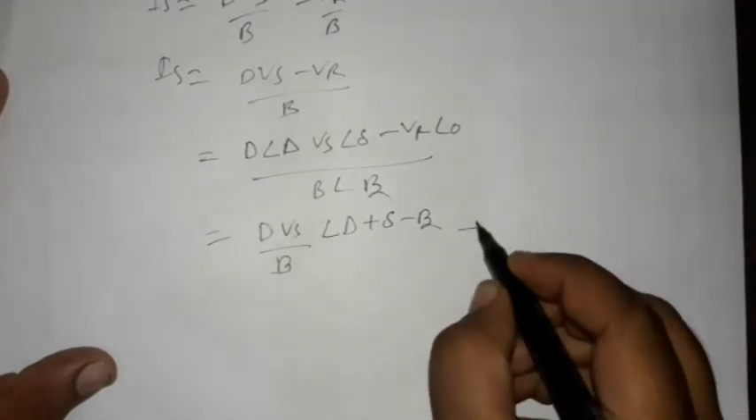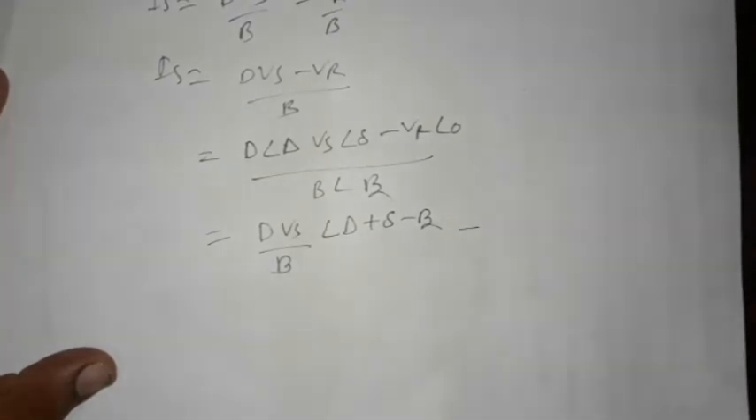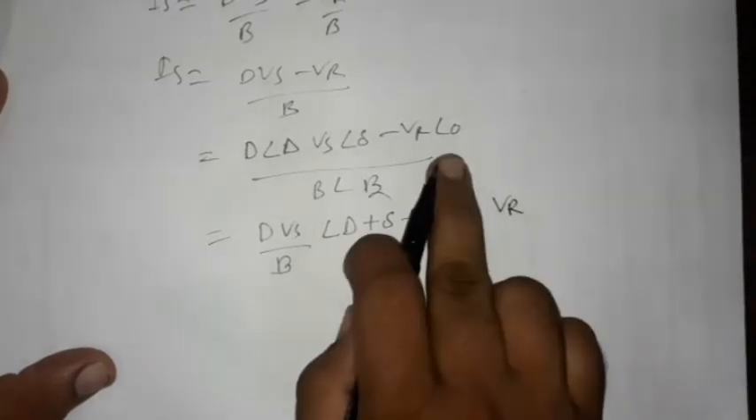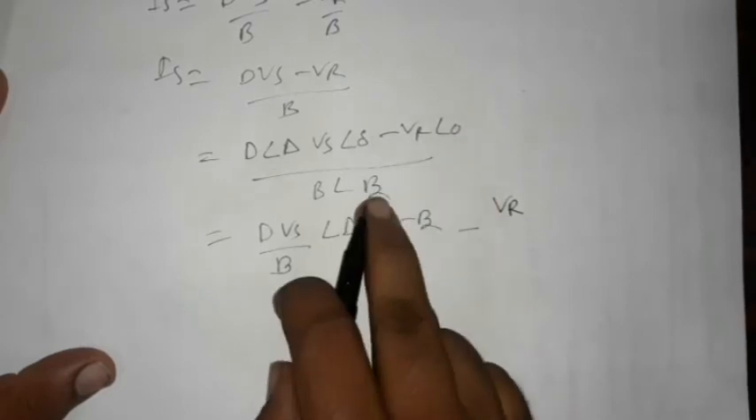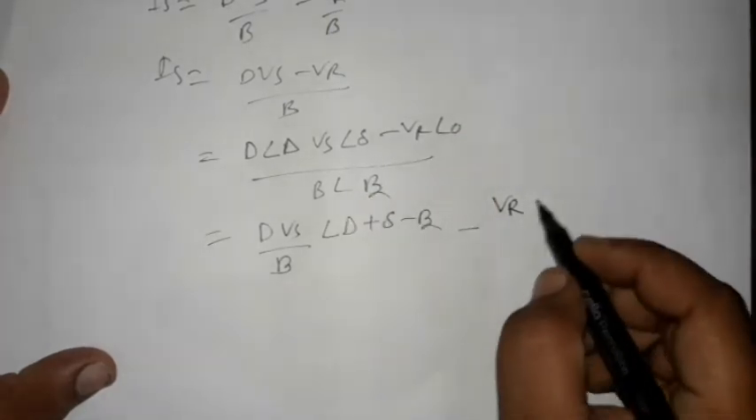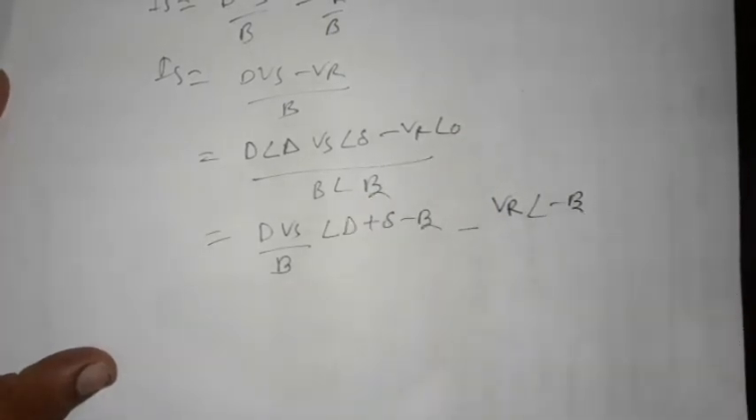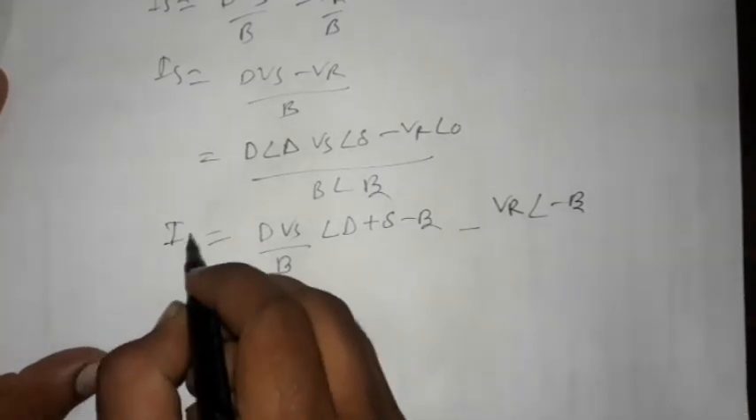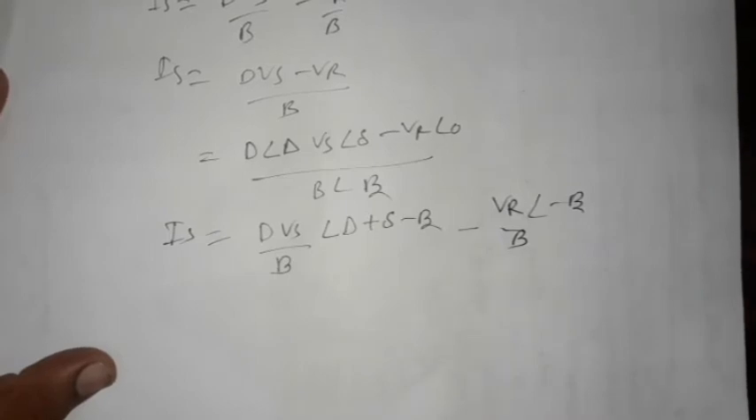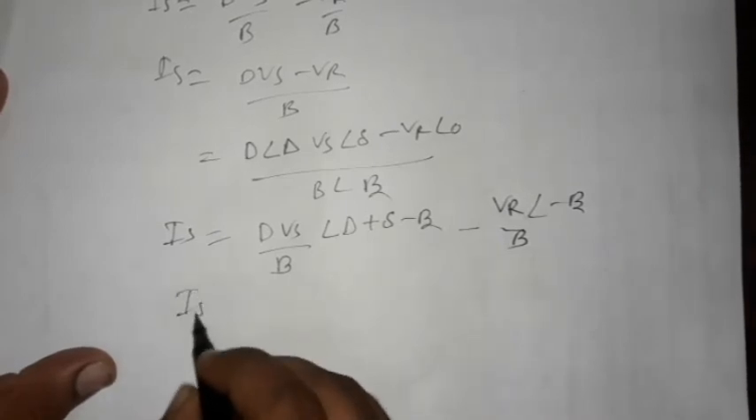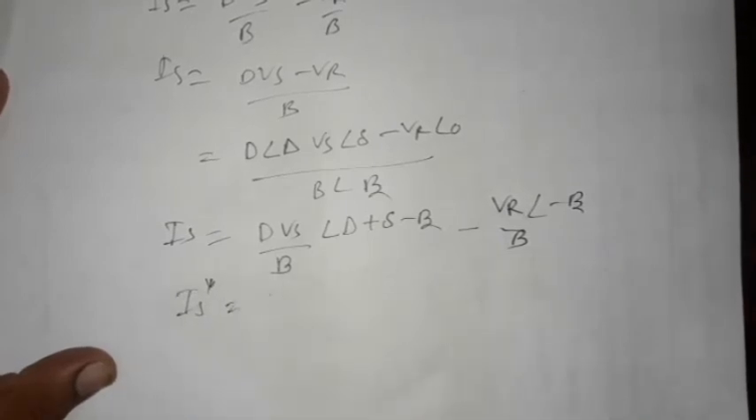Now here VR with angle 0 divided by beta, so 0 minus beta, which means a minus beta value. So this is the equation for Is. Now we find the Is conjugate, so change the sign of the angle.